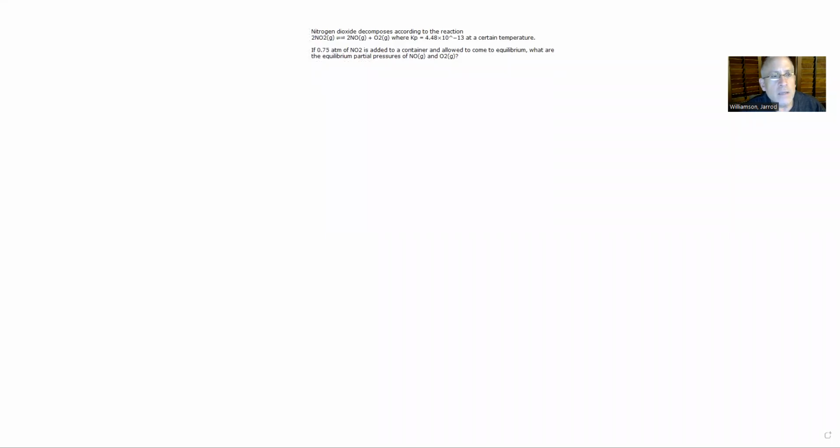is write 2 NO2. We're going to assume this is all in the gas phase, so I'm not going to constantly write the G for gas. 2NO plus O2. Going to make our ice chart.